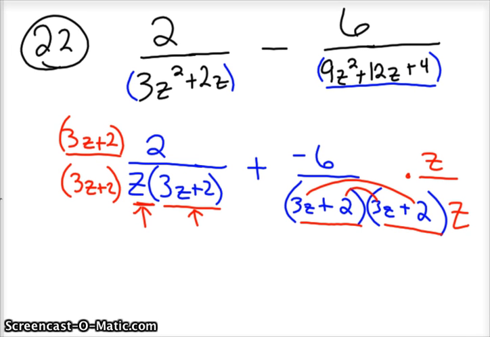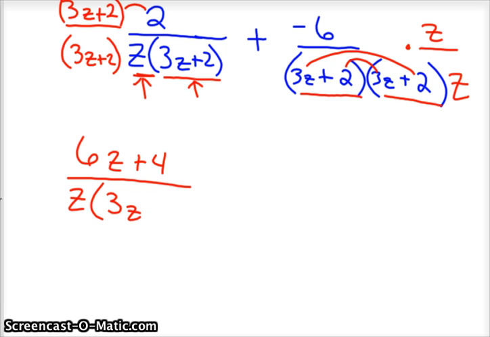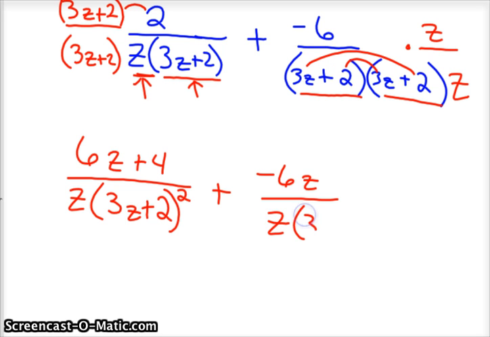So then, when you're done with that part, you just simplify it. So let me extend that page. So we're going to distribute through the top here, the 2 through. And so you'd have 6z plus 4 over a common denominator of z and 3z plus 2. I'm going to get lazy on you. And there's 2 of those 3z plus 2, so I'm going to write it as 3z plus 2 squared. Plus, and then you'd have negative 6z over the exact same thing. So z and 3z plus 2 squared.